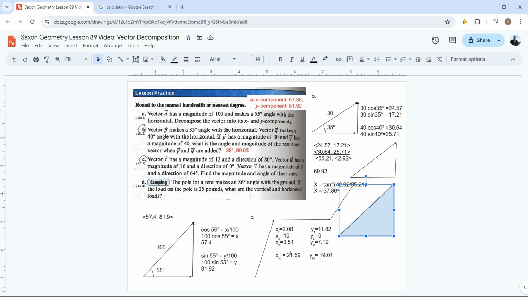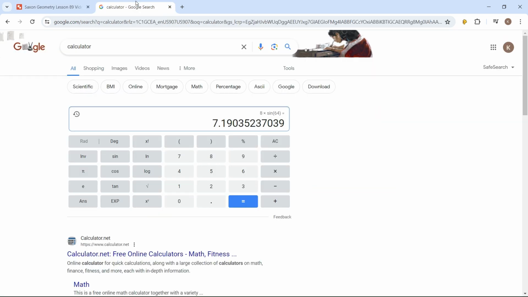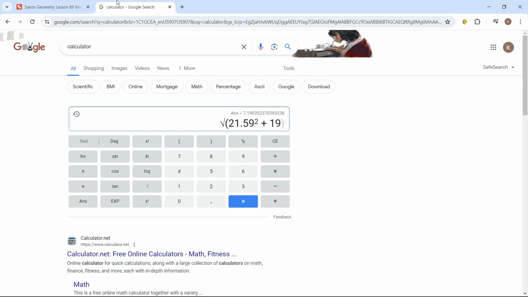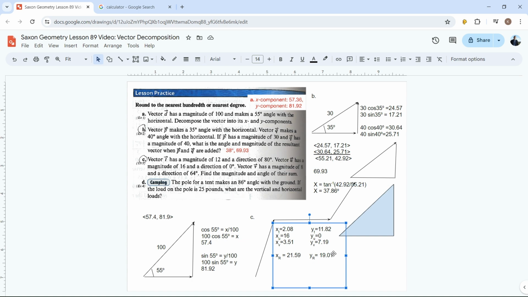Well, the magnitude is going to be Pythagorean theorem with x squared plus y squared, and I need to take the square root. So it's the square root of 21.59 squared plus, and then what was my other one? It was 19.01 squared. Okay. 28.77 is the actual magnitude of the resultant. Once again, that was 28.77.